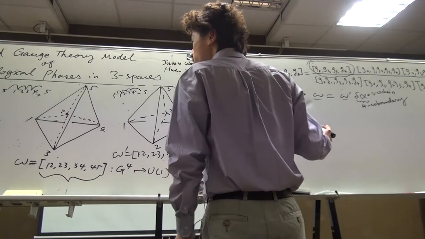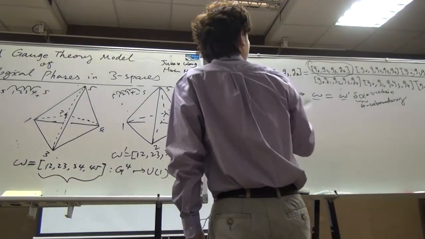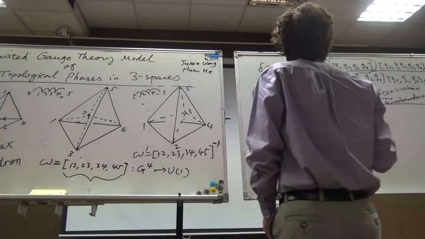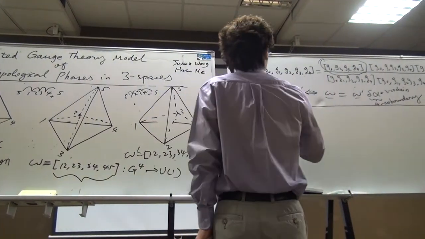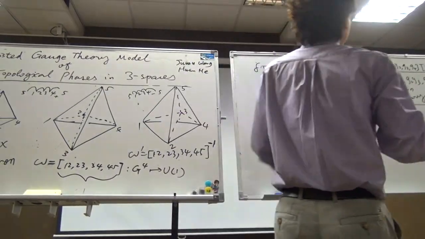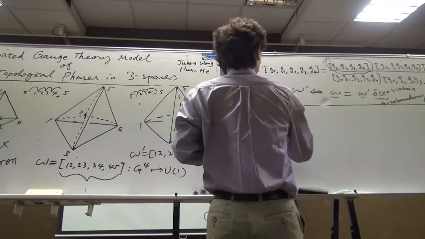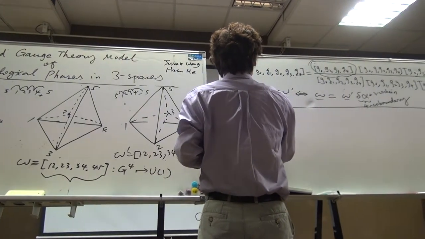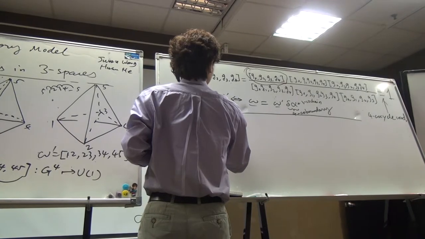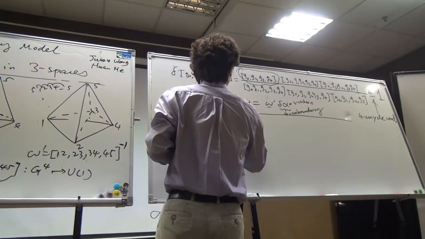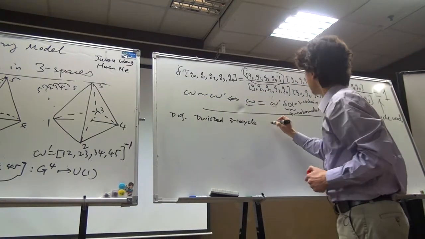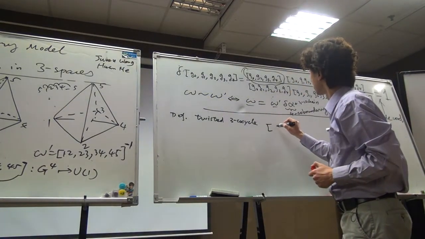And before we move on to the model, it's better for me to introduce 2 more concepts that are really important, which are 2 derived quantities from a 4 cocycle. Let's define the so-called twisted 3 cocycle. Twisted 3 cocycle.